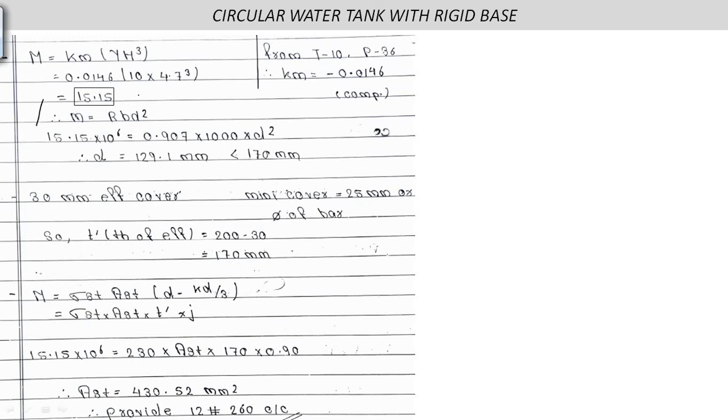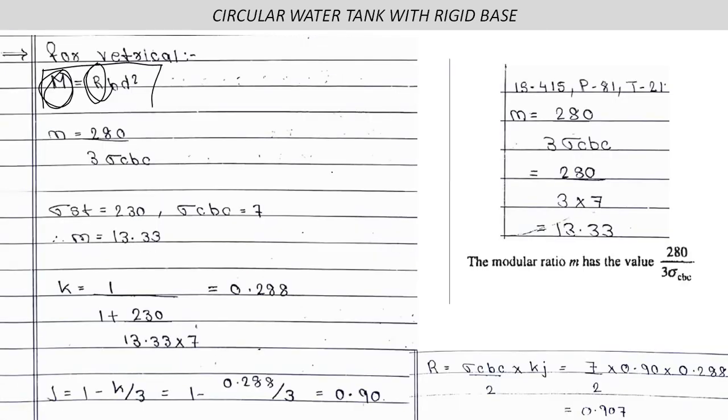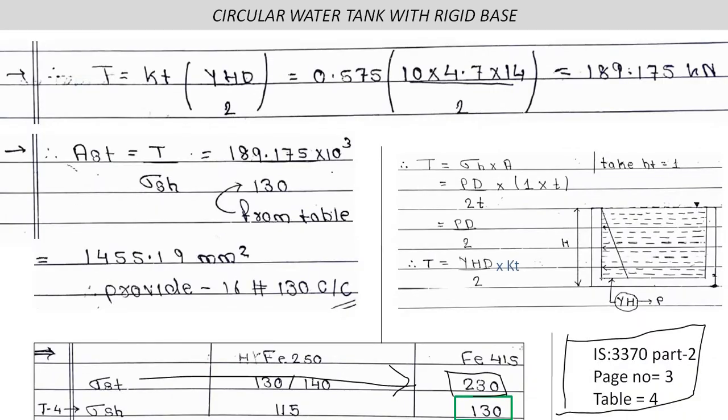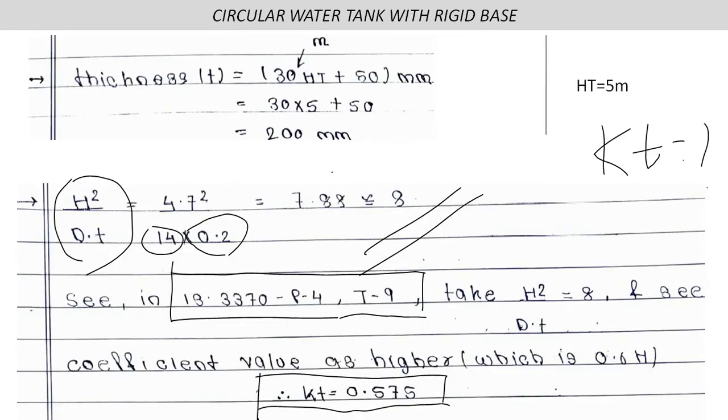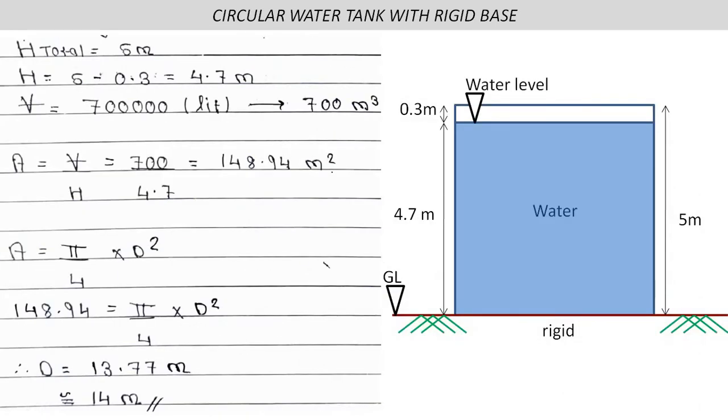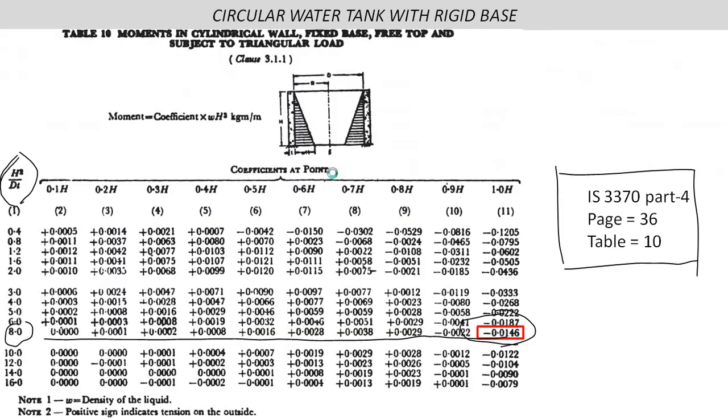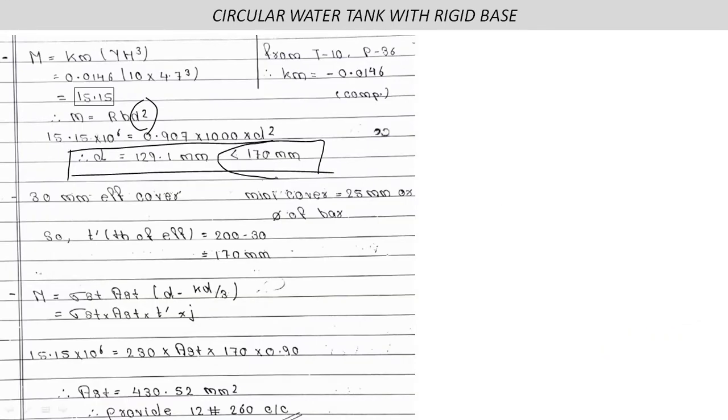So by using this equation we have the value of M and value of R, as we have calculated in the previous steps. So by making the subject to the small d, we have calculated the small d as 129.1 mm, which is less than 170 mm, which means it is okay. And so the small d which we have provided is okay. The small d should be less than 170 mm.